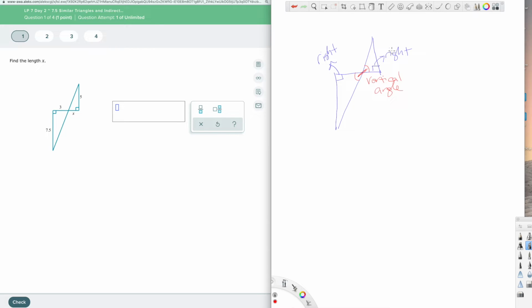All right, I'm going to take some of this stuff away just so it gets out of our way, because I think that's too much junk in the way. So let's go ahead and put the measurements they have here. They give us 5 for this one, 3, 7.5, and x. And they want us to find x.